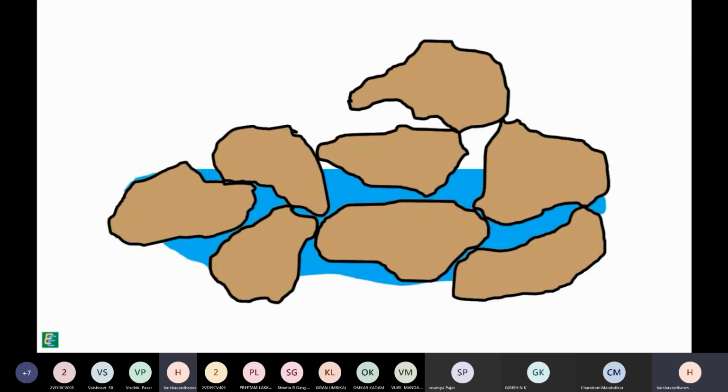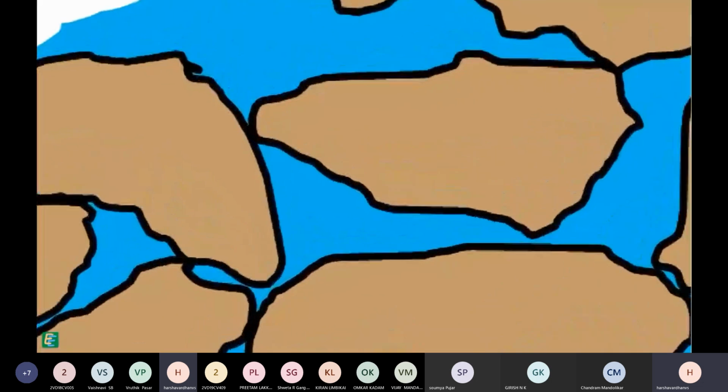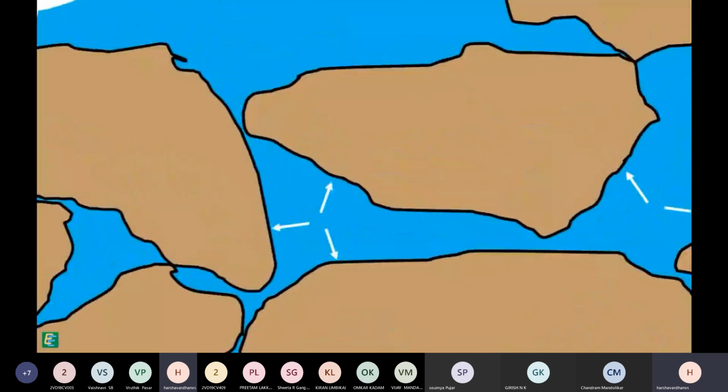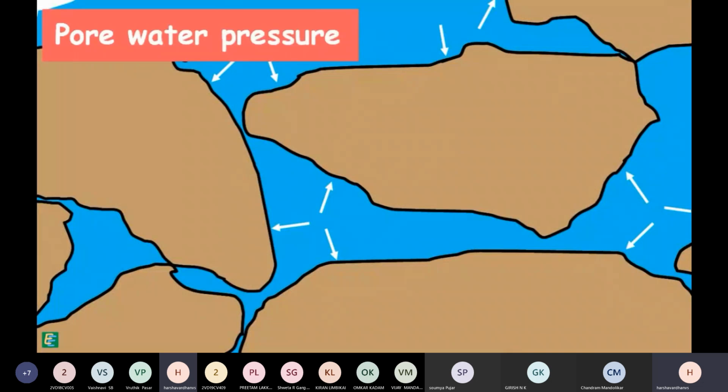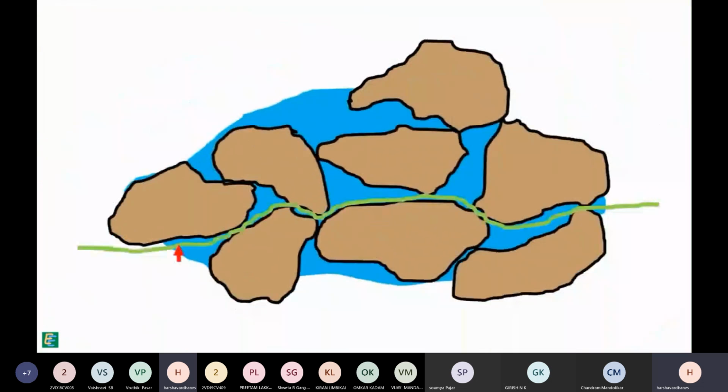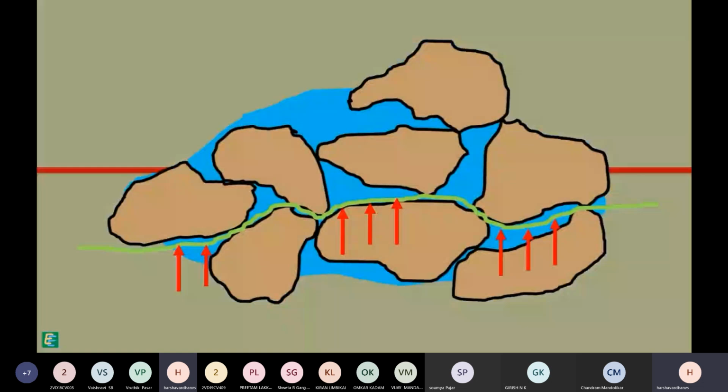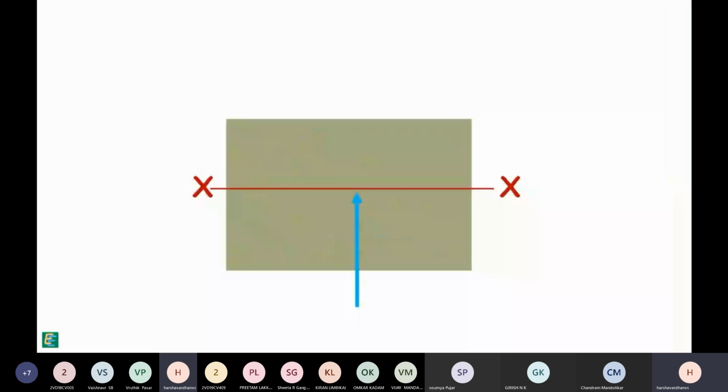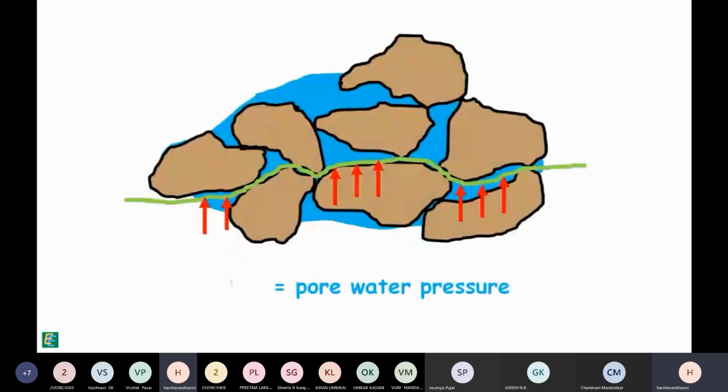The water filled in the voids of the soil also exerts pressure on the soil grains in all directions, as Pascal's law suggests. This pressure exerted by the pore water is called pore water pressure. It can be measured by inserting a standpipe or tube inside the soil at the location where we want to measure the pressure. Let's say the pore water pressure is small u at the plane.